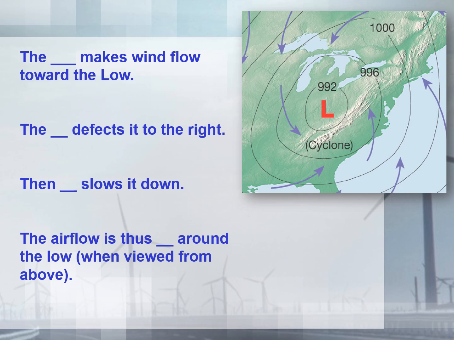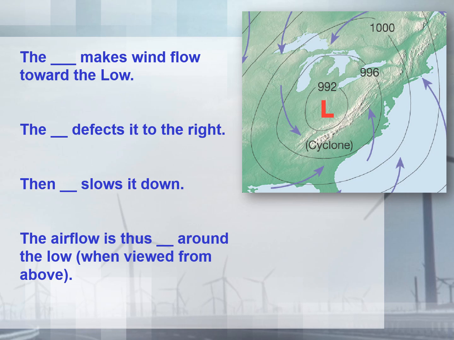So we're going to fill in these answers together. The blank makes the wind flow towards the low. The blank deflects it to the right, northern hemisphere, then blank slows it down. The airflow is thus blank around the low when viewed from above. So looking at that image there, we have a low pressure system, a cyclone. Our cyclones are low pressure that are more circular. You see the isobars there, and then you see in purple the direction that the winds are actually moving. Okay, so what makes the wind flow towards the low?